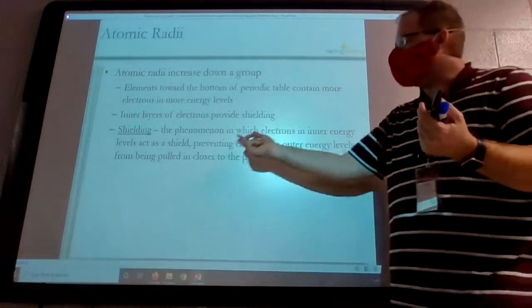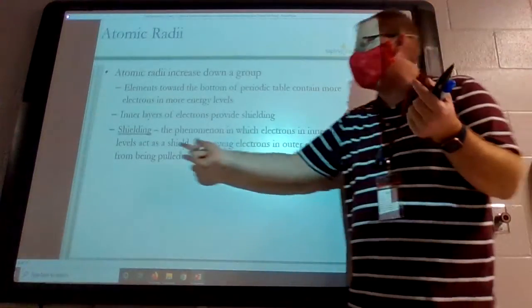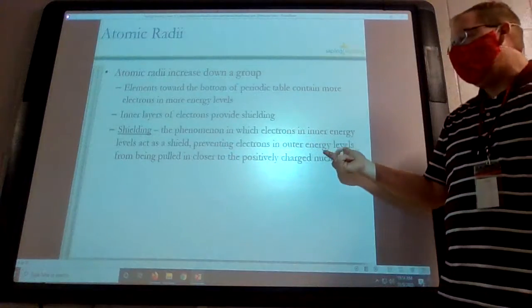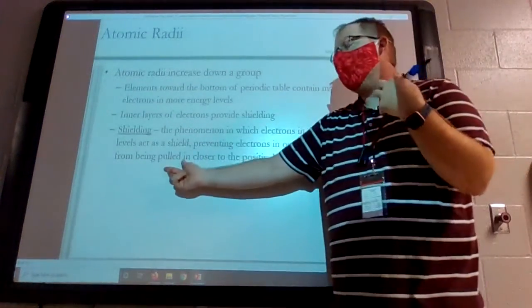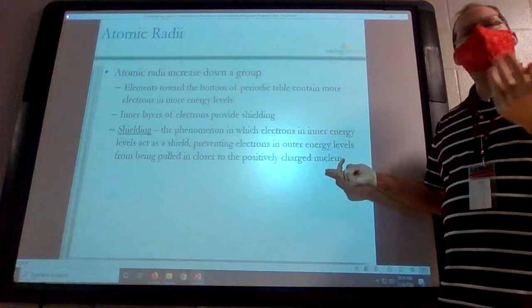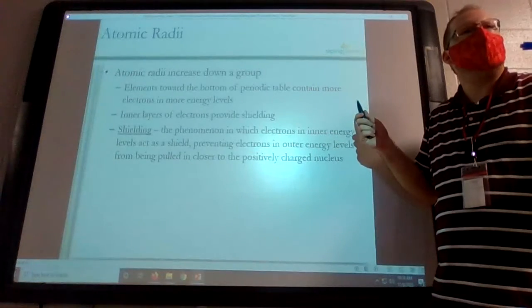The phenomenon in which electrons in energy levels act as a shield, preventing the electrons in the outer energy levels from feeling that pull and being pulled in closer to the positively charged nucleus. Does that kind of make sense a little bit?